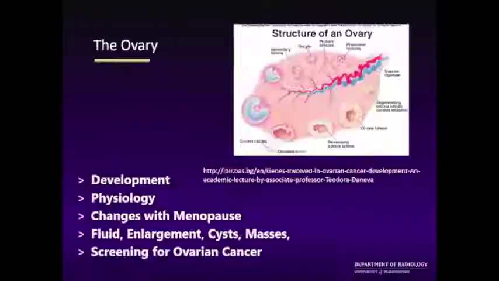And we're going to go over some interesting stuff here. What I'm going to do is we're going to talk about ovarian development. We're going to talk about the physiology of the ovary, both premenopausal and postmenopausal. We're going to talk about what happens during menopause that makes things change. And yeah, we'll talk about some ultrasound stuff, fluid, ovarian enlargement, cysts, masses.